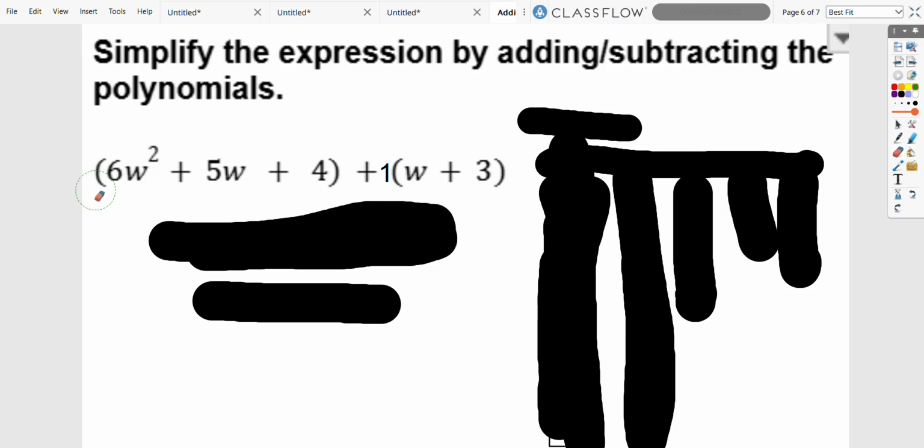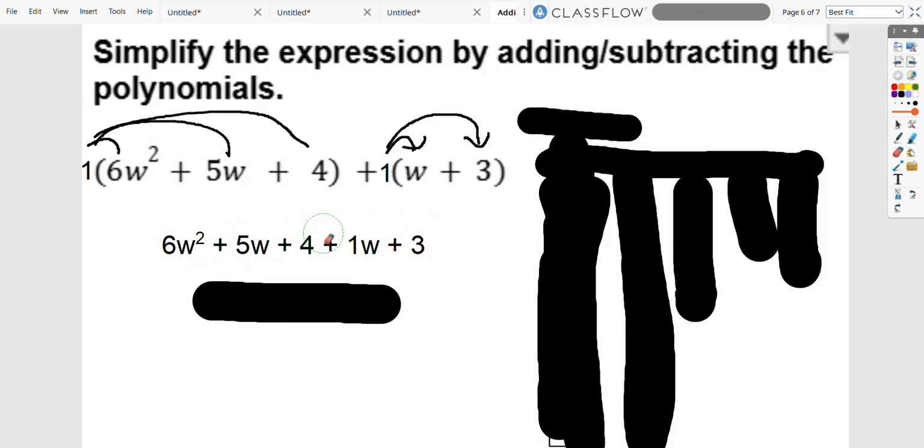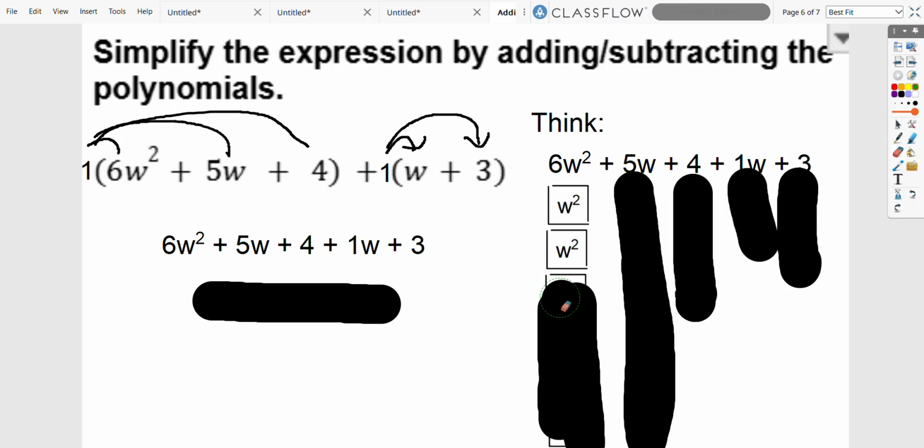All right, so once again, we're adding the polynomials. We put the invisible 1. We know with that invisible 1, we distribute. And when we have the positive one, they all just become the same. Right, so we end up with the same 6w squared plus 5w plus 4 plus 1w plus 3.